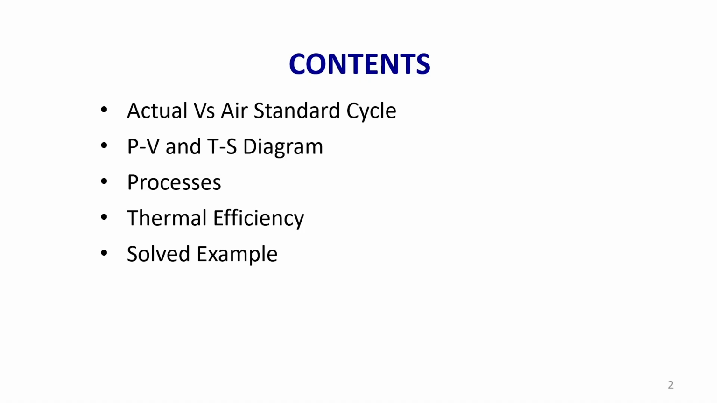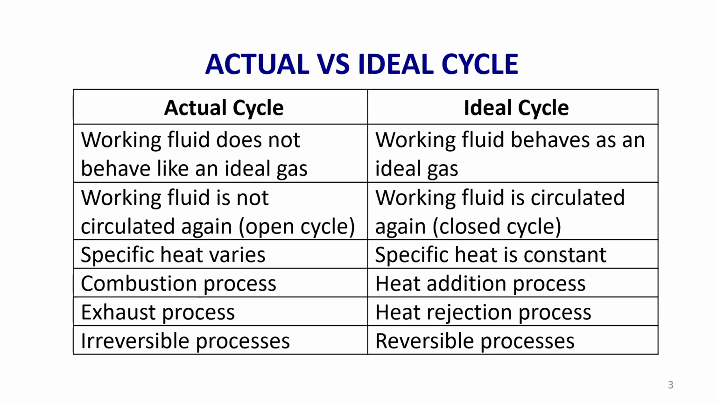Let us see how this air standard cycle, the ideal cycle, deviates or differs from the actual cycle. If you see the actual cycle, the working fluid, that is the air fuel mixture, does not behave like an ideal gas. Whereas in the case of an ideal cycle, the air standard cycle, which we are going to analyze, the working fluid behaves as an ideal gas.